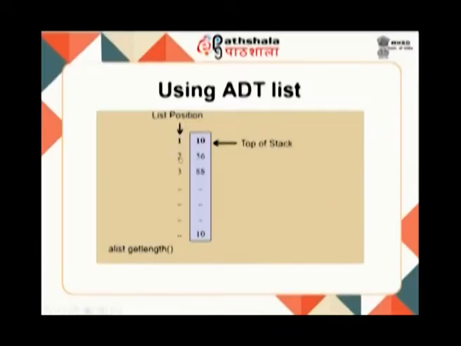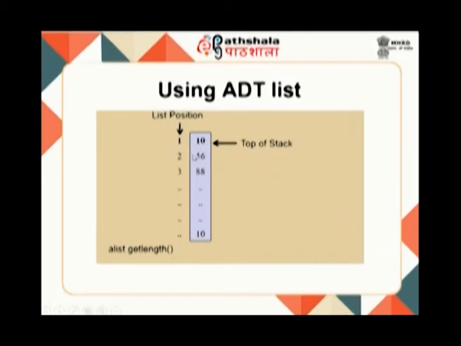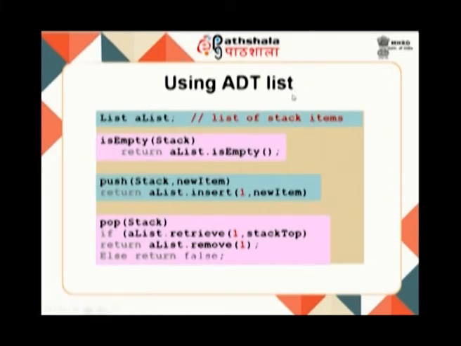Now, using ADT list, this is the top of the stack, this is my list and these are the positions of the list, insert 1 comma 1. Because we are representing the list like this, whatever is at 1 on top will be my access point to the stack. I can also have a list dot get length to account for the count. So, I can use the ADT list, A list, to hold the stack items. Is empty stack: return A list is empty. This A list is the ADT list. Push stack new item will return A list dot insert 1 comma new item. Pop stack: if A list retrieve 1 comma stack top, then return A list dot remove 1, else return false. I will come to this.